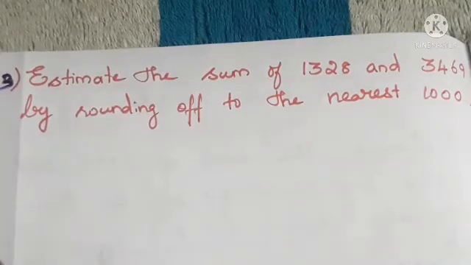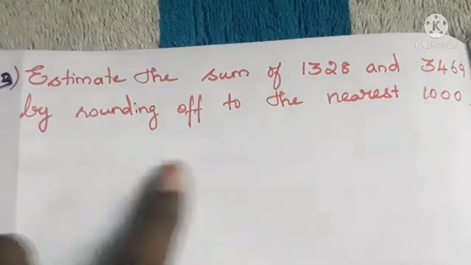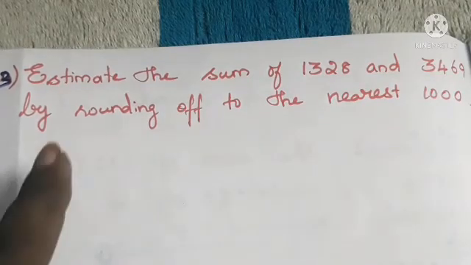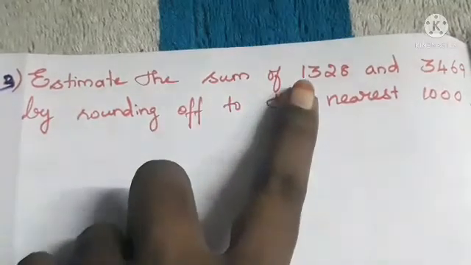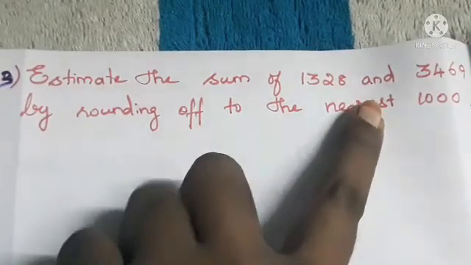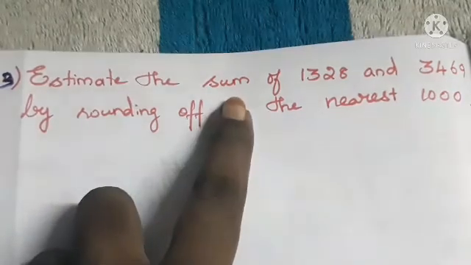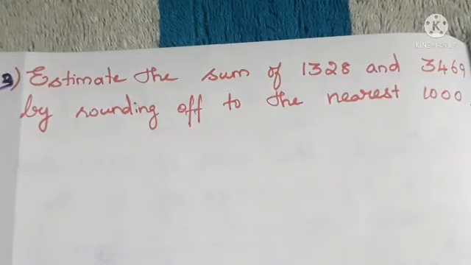So children, the next problem, the third problem, is: estimate the sum of 1328 and 3469 by rounding off to the nearest 1000. See once again, estimate the sum of 1328 and 3469 by rounding off to the nearest 1000. So here they asked to find the estimation of the sum of the two given values. We have to round off to the nearest 1000, isn't it?